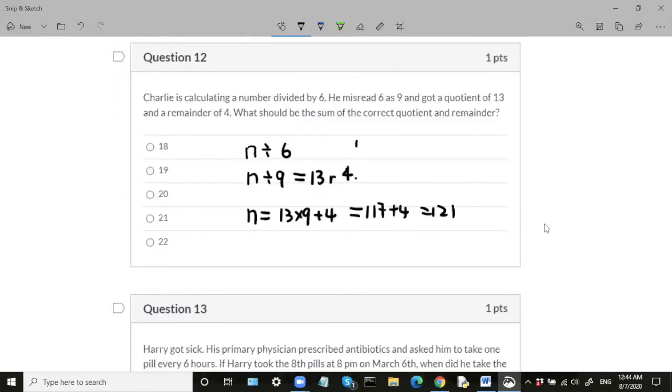Let's use 121 divided by 6, as it was supposed to be. Then we get a quotient of 20 and a remainder of 1. The sum of the correct quotient and the remainder is 20 plus 1, which is 21. So the answer is D.